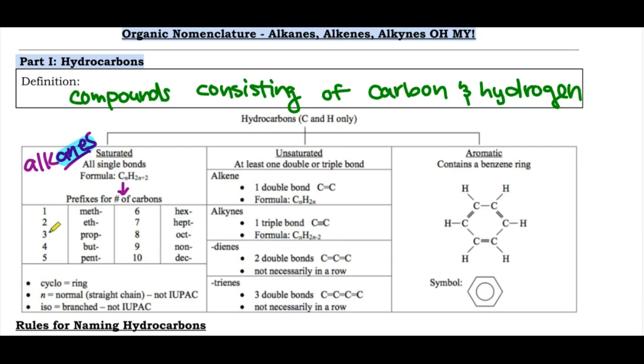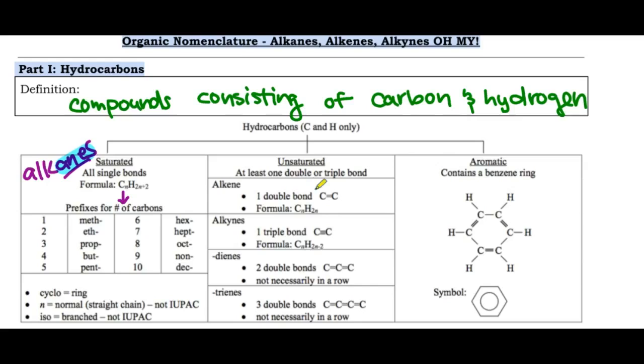1 is meth, 2 is eth, 3 is prop, 4 is but, 5 pent, so 5 carbons, 6 hex, 7 hept, 8 oct, 9 non, and 10 dec. So if you have 10 carbons in your organic compound that only consists of hydrocarbons and they're all single bonds, then the name of that compound is decane.